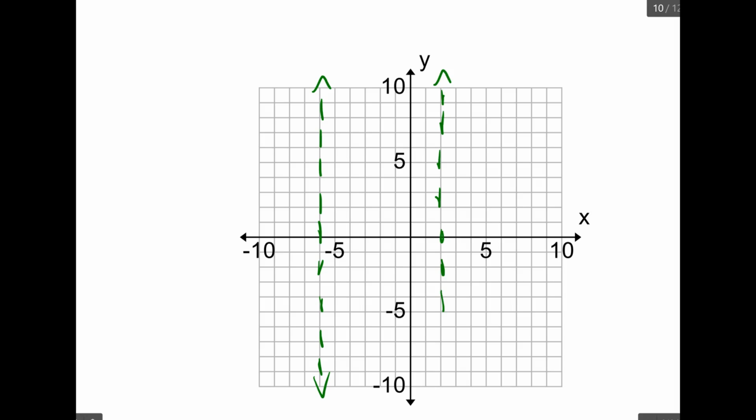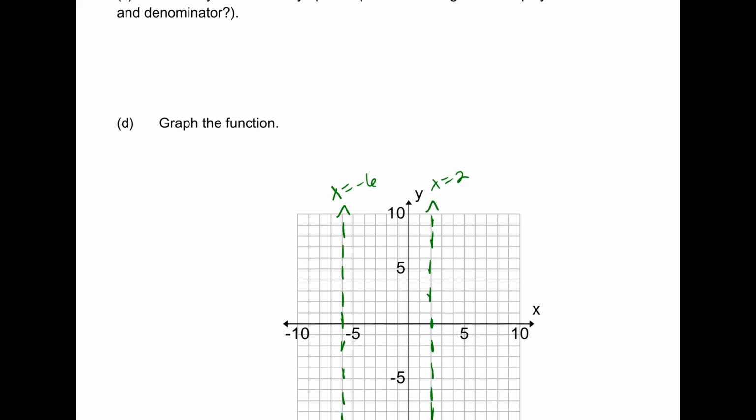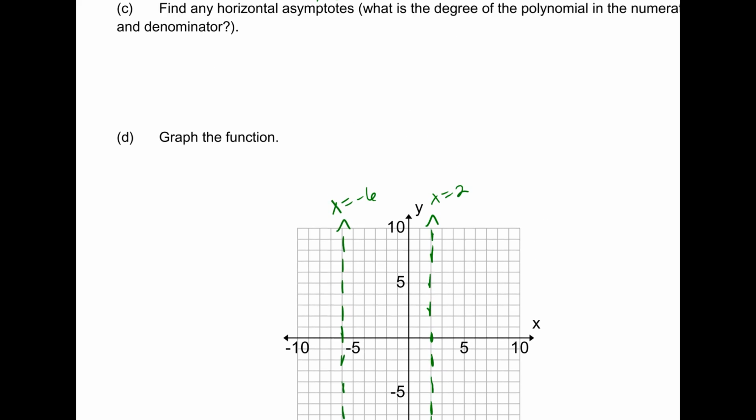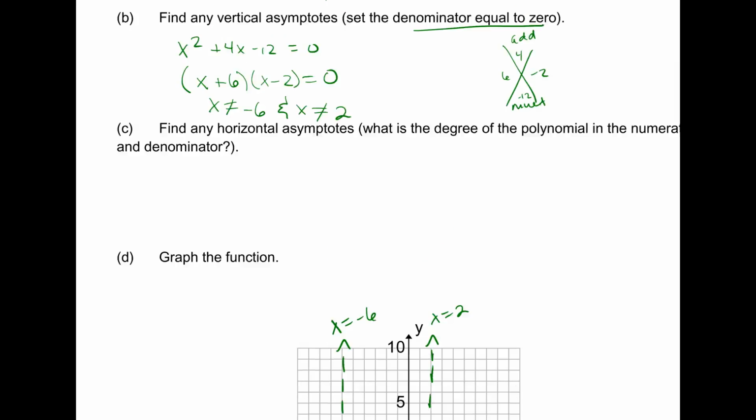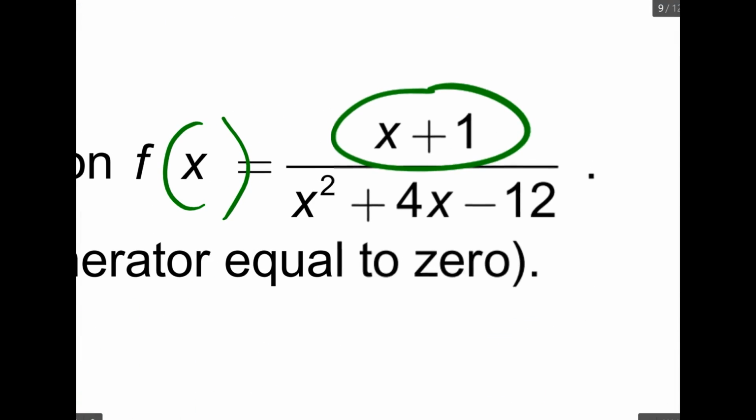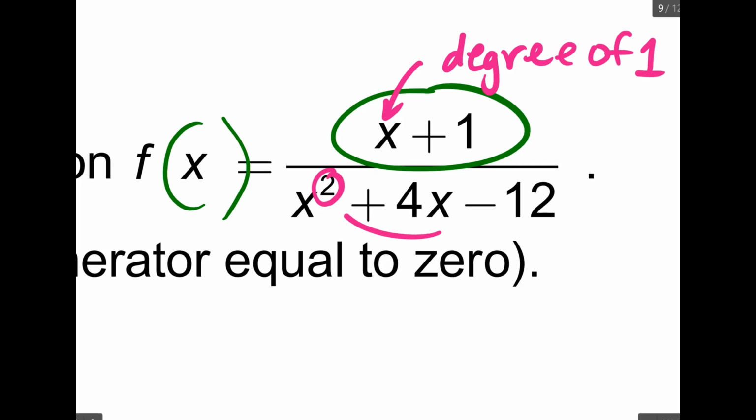And you also have the horizontal. Oh yeah, we have to, let's see, not yet. x equals negative 6, x equals 2. Okay, labeled my asymptotes. Need to find my horizontal. So what is the biggest term in the numerator? In the numerator is x plus 1. That's a degree of 1. And at the bottom is x squared, the degree is 2.